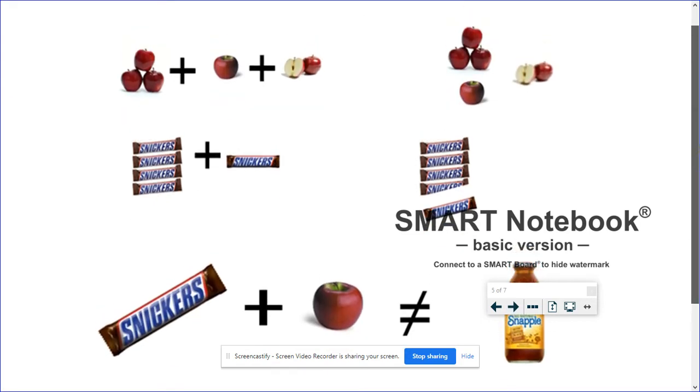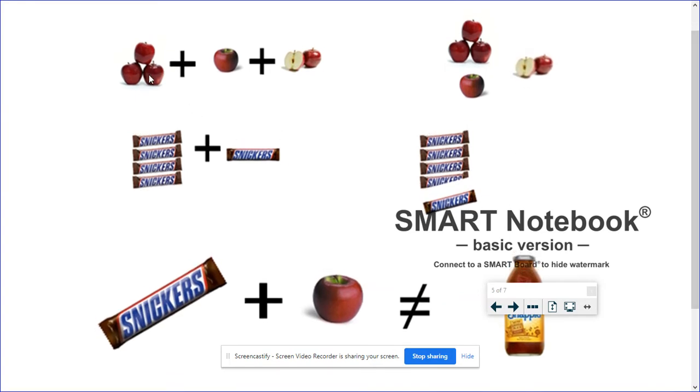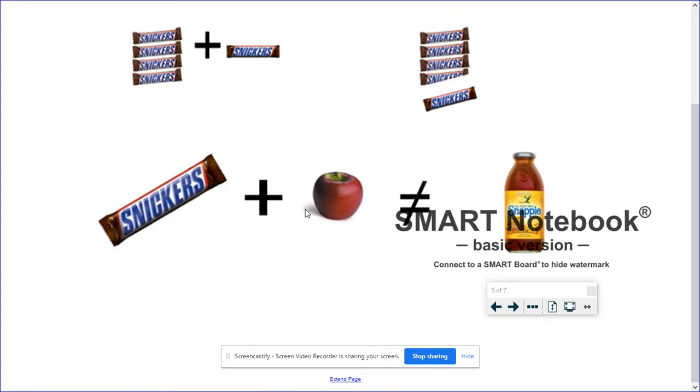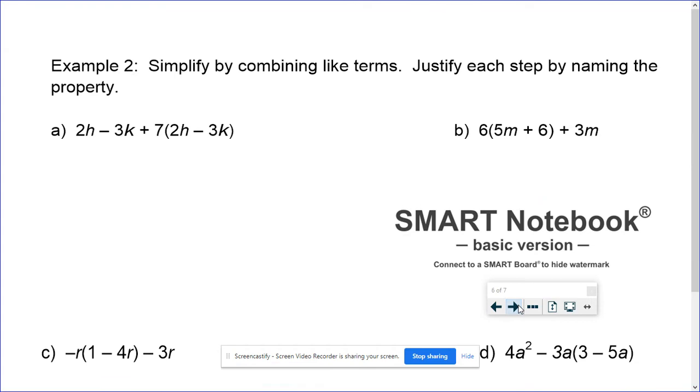So before we start talking about like terms, you can add like things together. For instance, you can add a bunch of apples together. 3 apples plus 1 apple plus another 1.5 apples ends up being 5.5 apples. 4 Snickers plus 1 Snickers ends up being 5 Snickers. But what you can't do is add a Snickers and an apple together and get a Snapple. It doesn't work that way, right? You can only add things together that are the same term. So when we simplify like terms here, again, it's only like terms that can be simplified.